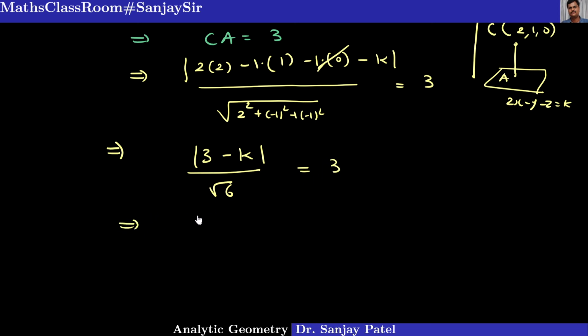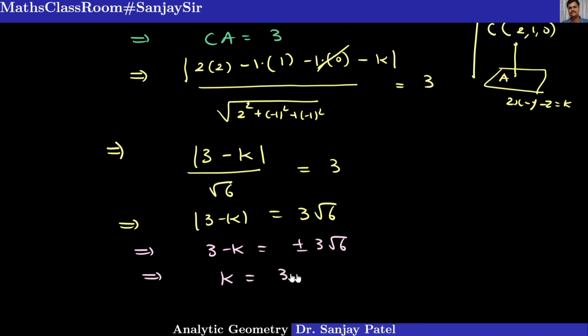So we get modulus of 3 minus k is equal to 3 into root 6. If you open this modulus, you will get 3 minus k is equal to plus or minus 3 root 6. If mod x is equal to a, then x can be a or minus a. So this gives me k is equal to 3 minus or plus 3 root 6, taking k to the other side, the plus becomes minus and the minus becomes plus. So k is equal to 3 plus or minus 3 root 6.